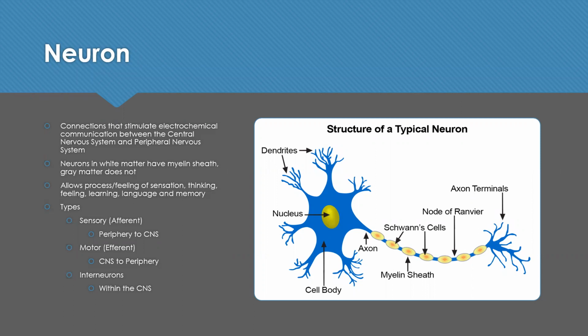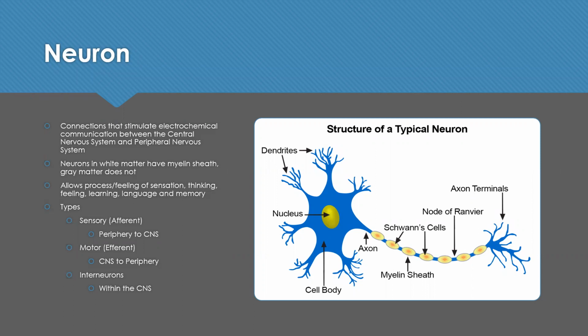The myelin sheath is a type of protein that helps that nerve cell transmit the communication as well. We have two different types of matter that are composed of neuronic tissue. One is white matter, which does have a myelin sheath, and gray matter, which does not. Neurons allow us to process feelings of sensation, thinking, memory, language, learning, and feeling.